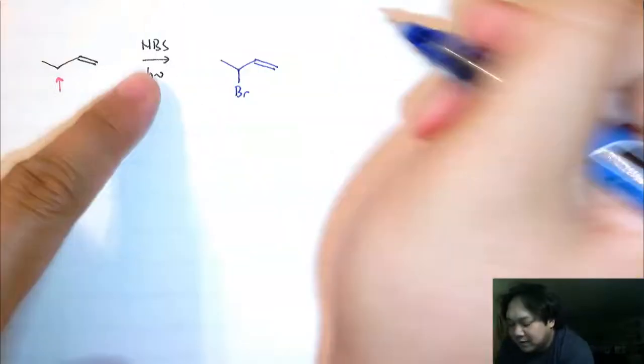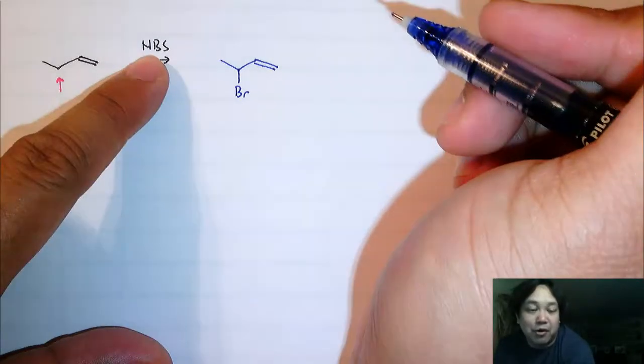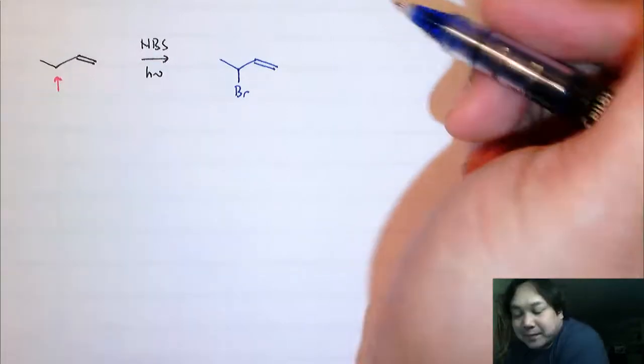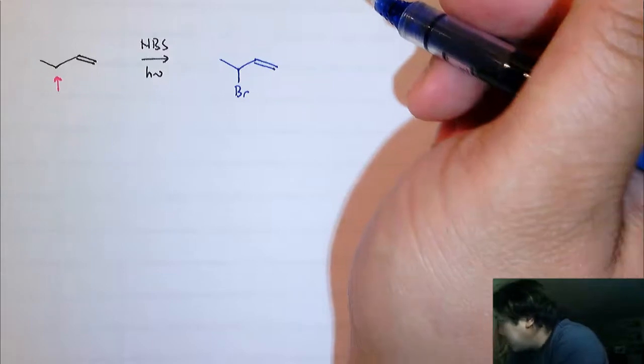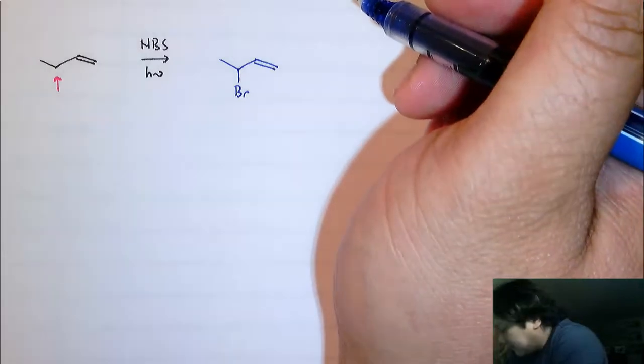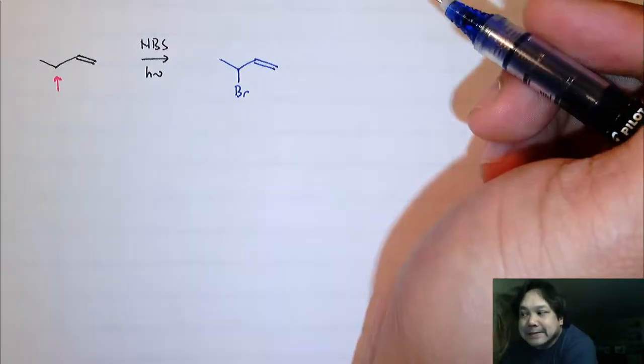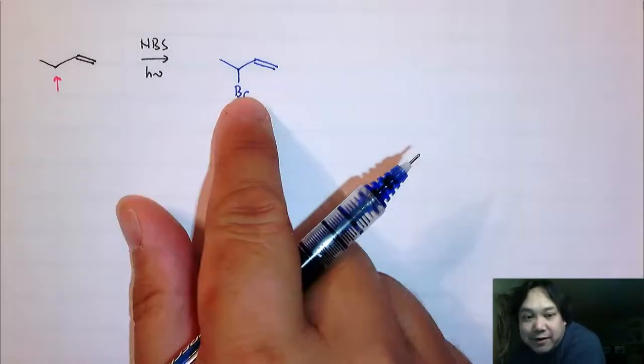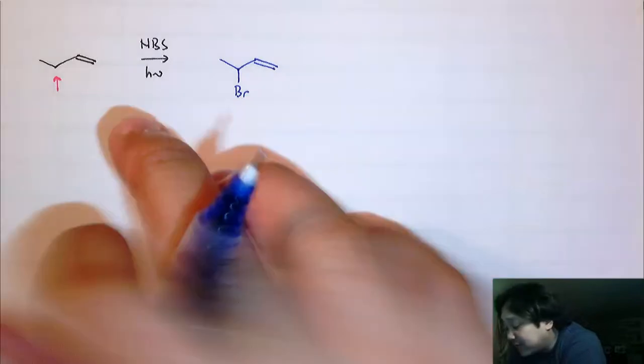Okay, so that's the B in NBS and bromo. That bromine is transferred to that allylic carbon. Now, I'm not going to worry about stereochemistry right now. The issue is we have resonance.